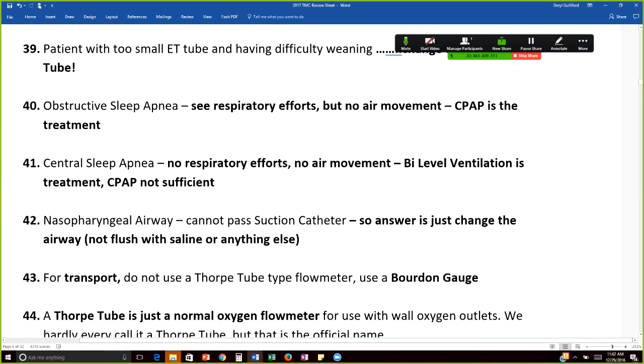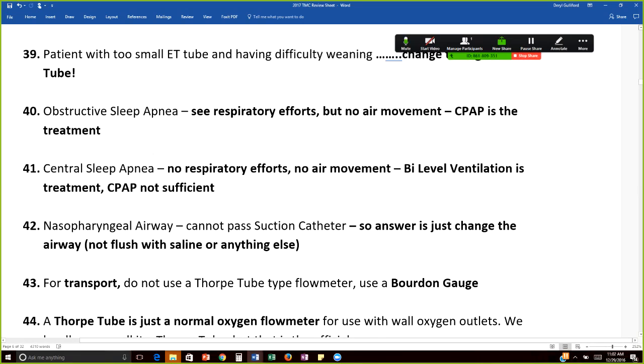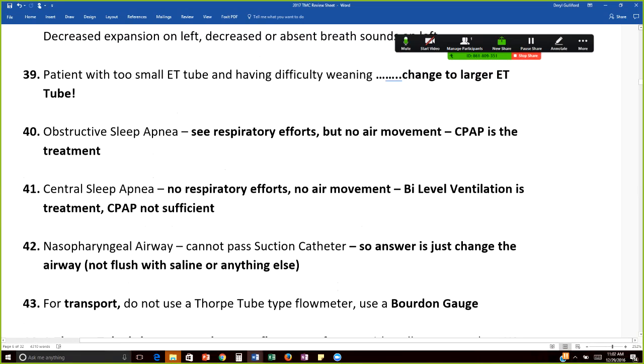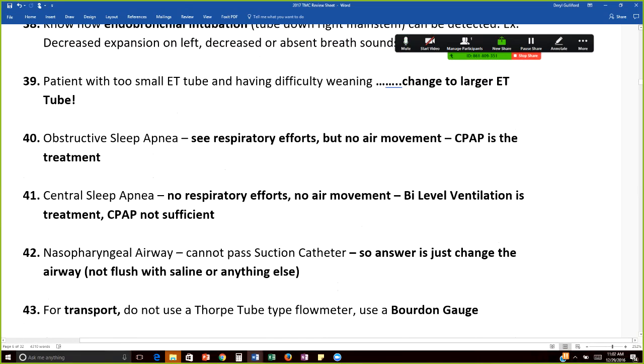It's not going to work. So you must change the tube. You must get to a tube size which will actually work for the patient to be weaned.